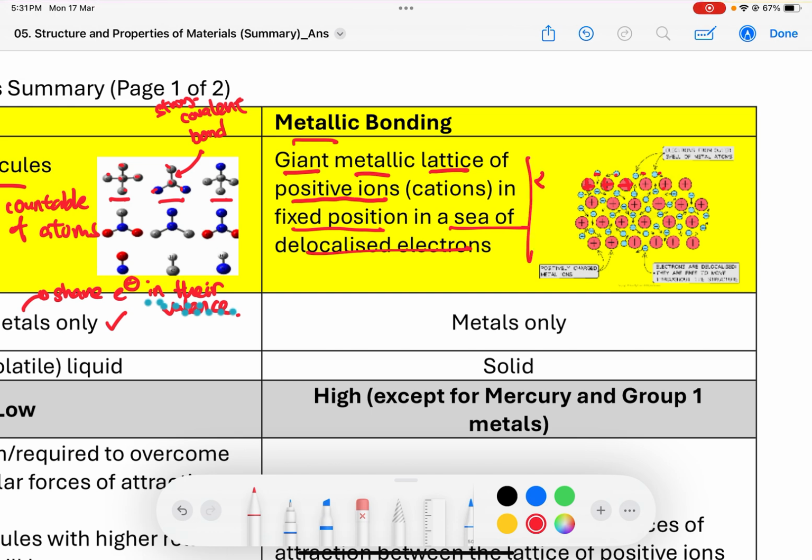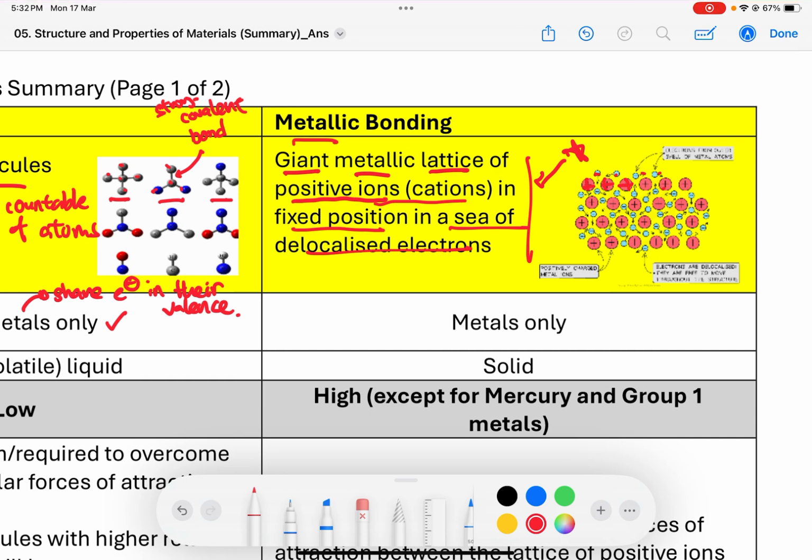For this description, put a star here. Take note whenever you are describing the structure for metallic bonding, this whole chunk of text needs to go in. It's not just a giant metallic lattice, but what is this lattice consisting of? Positive cations in fixed position in a sea of delocalized electrons.